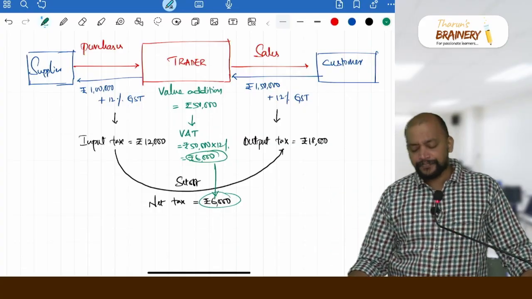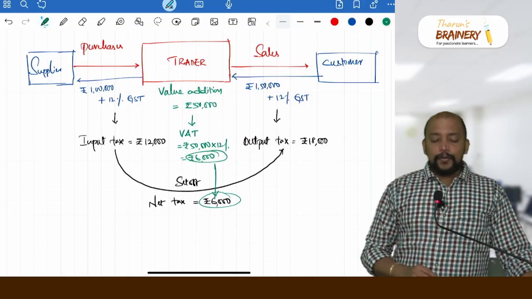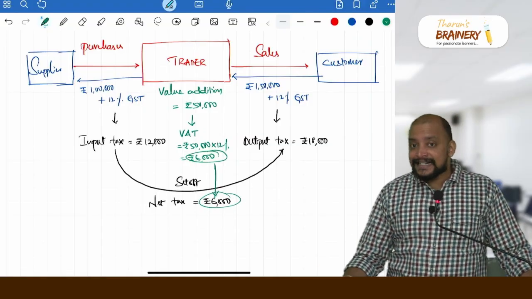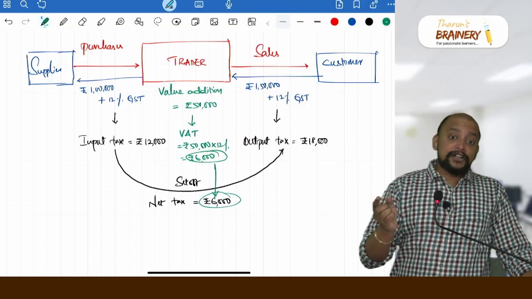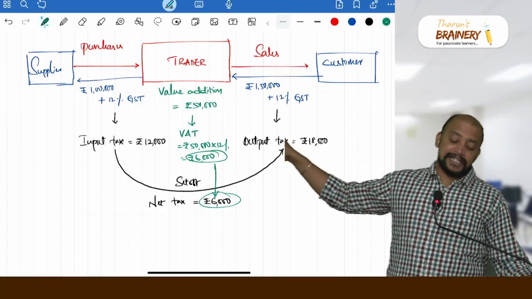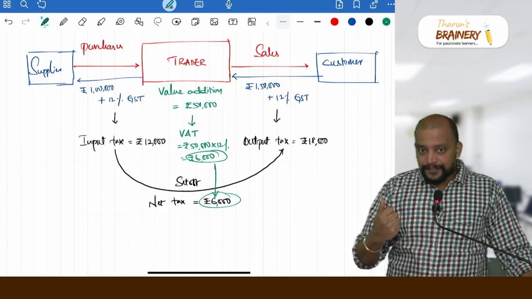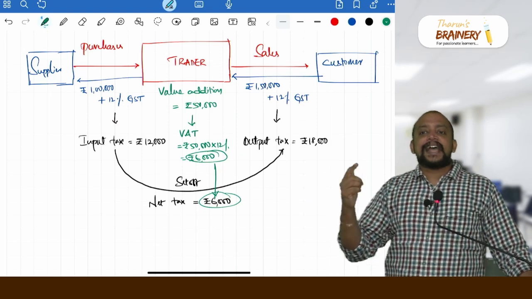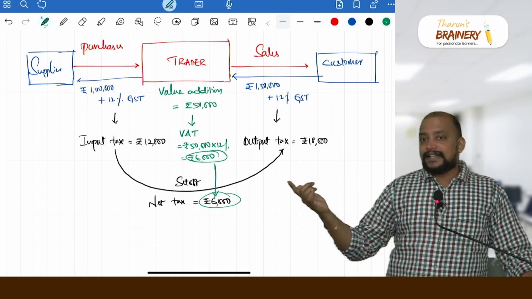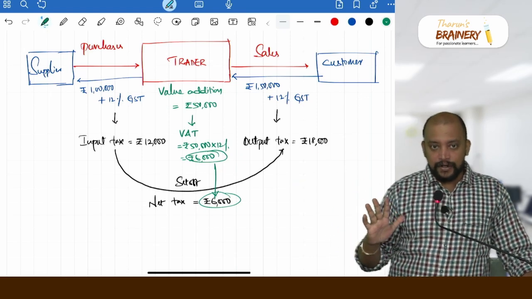Is it clear? Now, what is the meaning of input tax credit? The tax paid on purchases. What is the tax paid on purchases? 12,000 is taken as credit and set off against the tax payable on sales. Okay, that's the system. Got it?